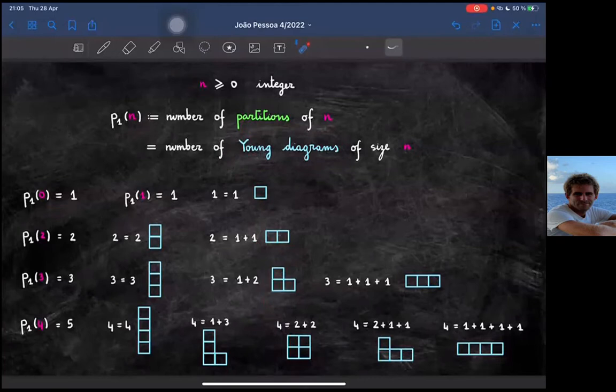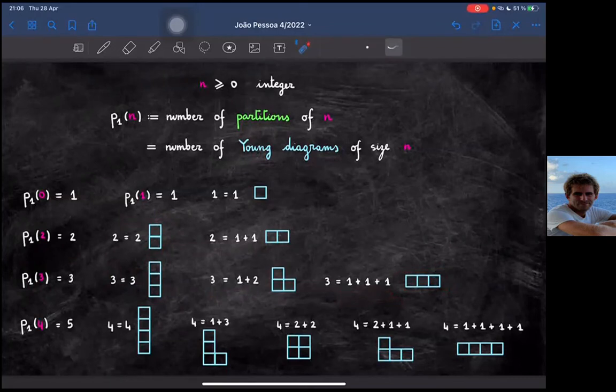So, for example, for 0, there's just one partition, for 1 as well, because I can only write 1 as itself. And for the integer 2, I have 2 partitions. I have 2 plus 0, or 1 plus 1. I have 3 partitions for the integer 3, because I have this one, or I have 1 plus 2, or 1 plus 1 plus 1. And you see the correspondence with Young diagrams. So I draw a vertical one for the full partition, and a horizontal one for the opposite, the totally spread partition.